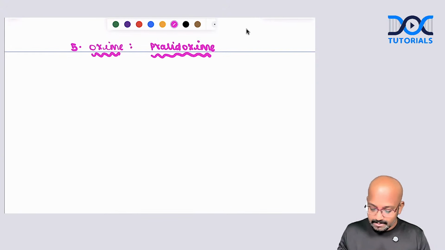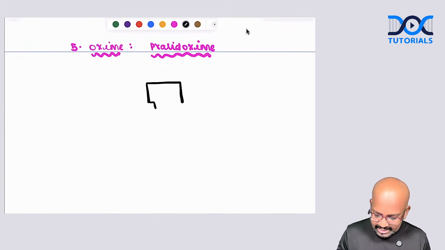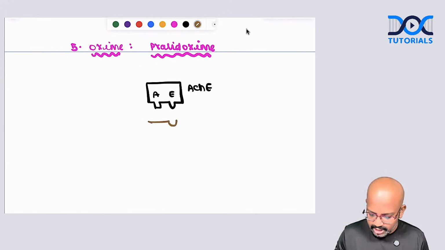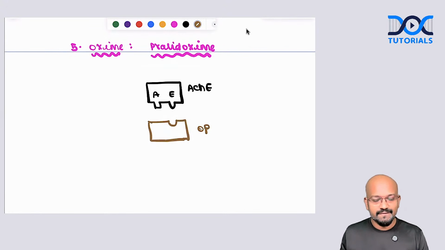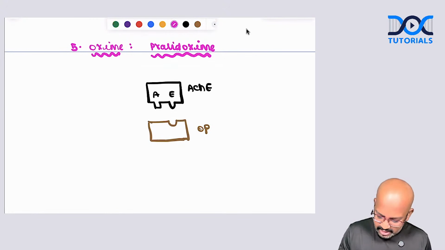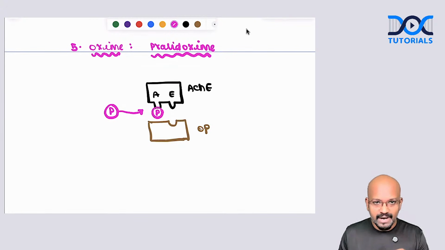So Pralidoxime, what is its mechanism of action? We'll be drawing the same diagram right here. Here we have the acetylcholinesterase enzyme. As we have explained, this is your anionic site and esteratic site. And we have organophosphorus compounds, the OP molecule. As I have explained already, organophosphorus will bind with the esteratic site of the acetylcholinesterase enzyme. Pralidoxime, the drug which we administer, will go and bind with the anionic site at first. It will sit down in the anionic site.